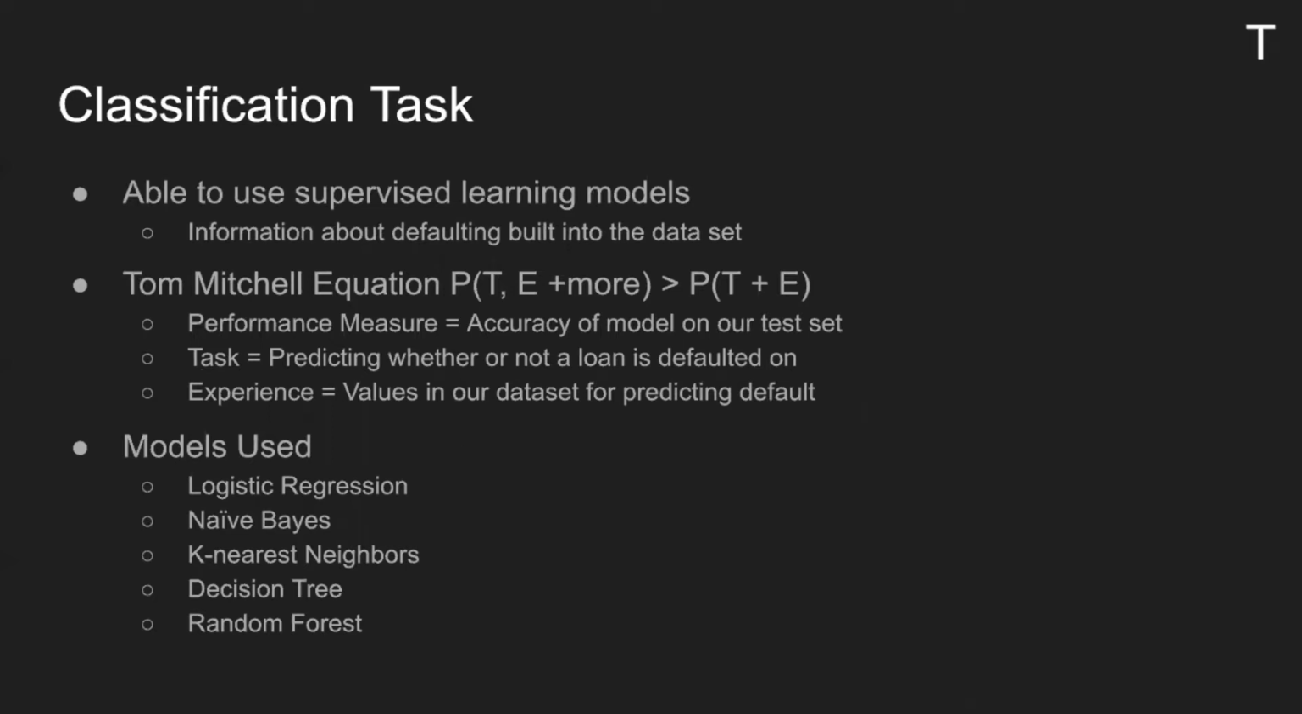And looking at the task with respect to the Tom Mitchell equation we've talked about, we have our performance measure, which is the accuracy of our model on our test set. The task is predicting whether or not the loan is defaulted or not. And as the experience, it's those input variables that are already in our data set. So the models that we used are listed right here, and we'll talk about them more as we get into our model building.